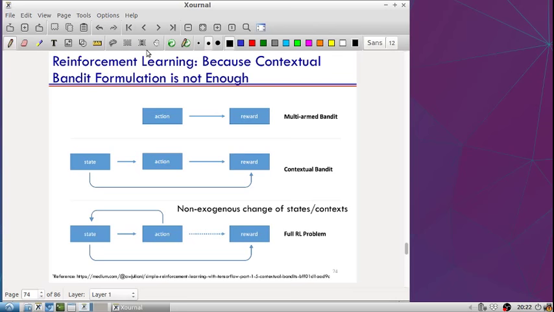Because let's say there's a user. The user is telling me what the state is, and the user is waiting to see what I'll show. I showed an action, maybe a website version. Based on my profile and the action that you took, I'm going to tell you what the reward is, right? So the reward depends on both the state or context and the action, okay? But still, there is no temporal relation between the action I took in one interaction with the user and some other interaction with the user. There's no temporal relation.